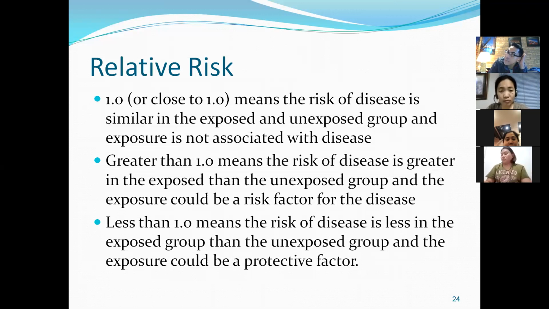Anything greater than 1 means the risk of disease is greater in the exposed than the unexposed group, and the exposure could be a risk factor for the disease. So this is how we build the science of epidemiology. This is how scientists and epidemiologists get to know that night shift actually really, really increases the risk for the development of breast cancer. We don't know the biological mechanism.